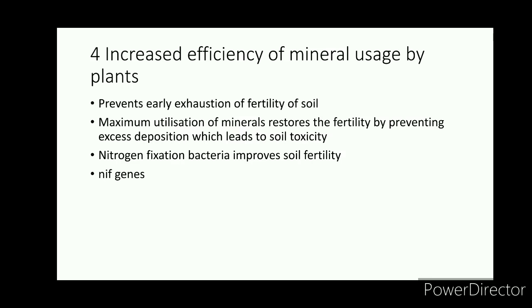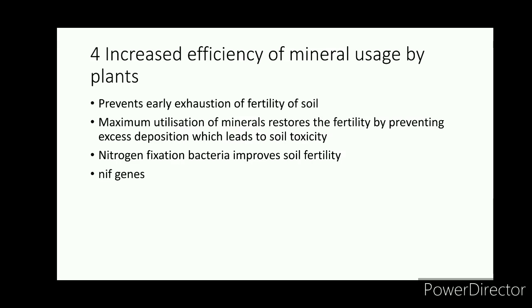The genes present in these bacteria that help in nitrogen fixation are known as NIF genes. These genes are isolated from the plasmid of the bacteria, and they are inserted into the plants, which are going to develop the ability of maximum utilization of these minerals, and they are going to utilize a greater amount of nitrogen that helps in their growth and development. Also it helps in restoring the fertility of the soil.